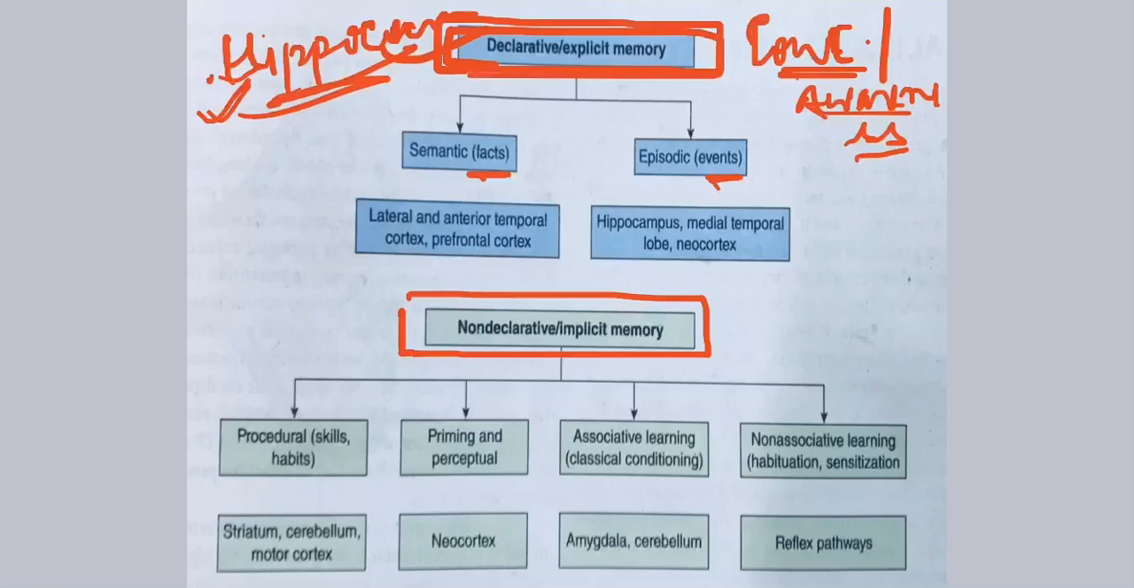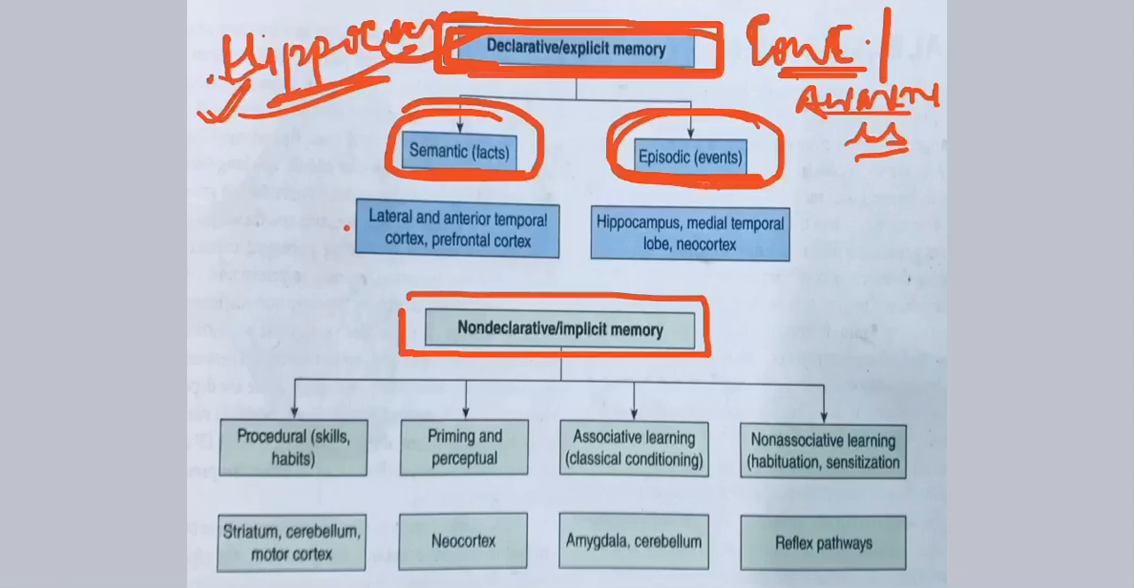Based on these two things, it has been divided into two types. One is semantic or the factual, other one is episodic or the events, like some episode has happened, some sort of events. So for the semantic memory, the lateral and anterior temporal cortex as well as the prefrontal cortex participate in storage and retention of this factual memory. And hippocampus and medial part of the temporal lobe as well as the neocortex is needed for the storage and retention of episodic memory.